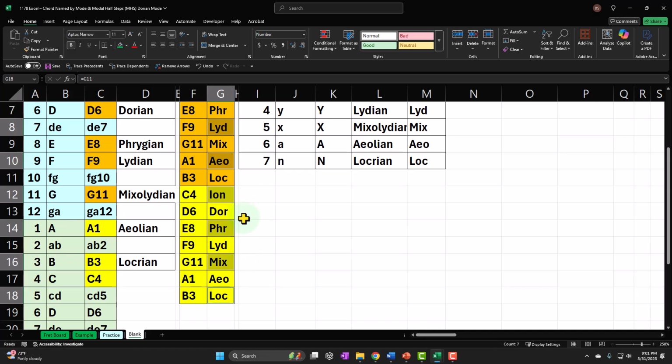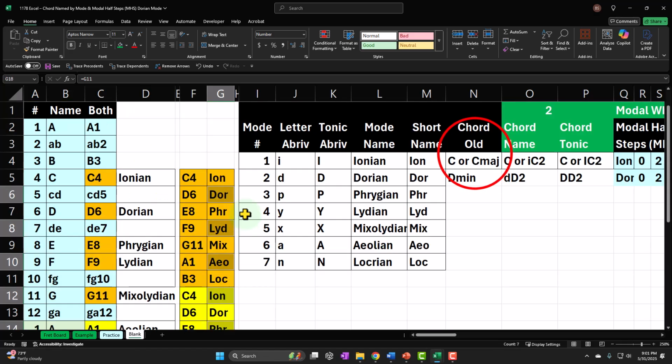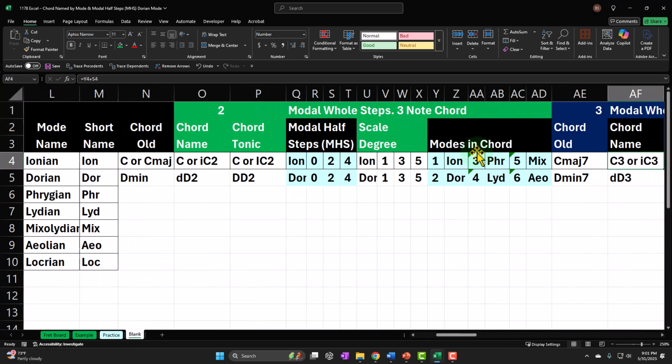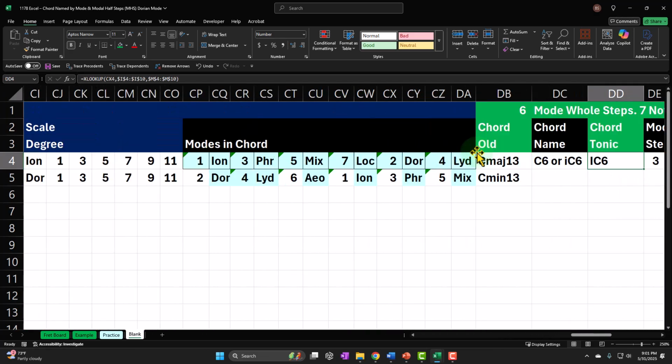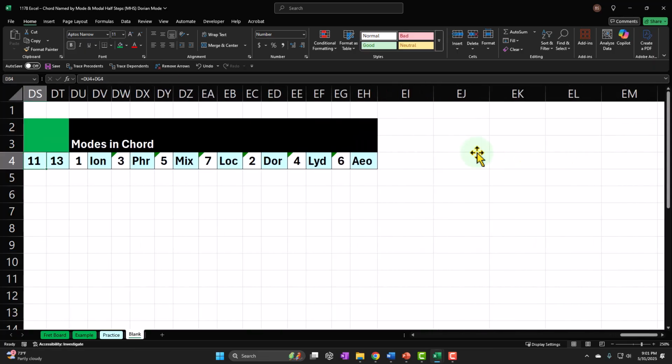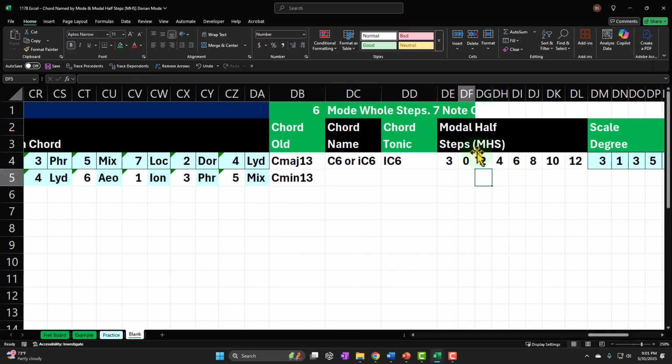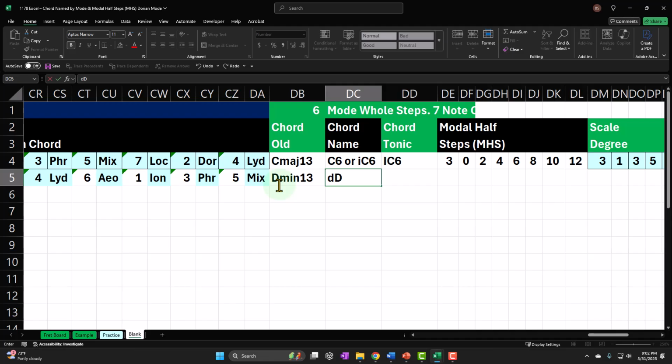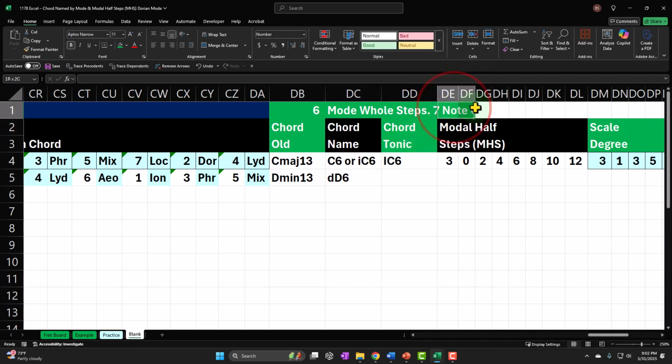So the 9, 11, 13 are equivalent to the 2, 4, and 6. But it'd be a lot easier if we just said we're in the key of the Dorian. Why don't we just make this easy? It's not a C minor, it's a D minor. We're on the D. And let's just call this a D6. So that means it's a 7-note chord. I'm going to make this green. It's a 7-note chord because it's 6 modal half steps up from the note we're starting on, which is the Dorian, which happens to be the D in this case.